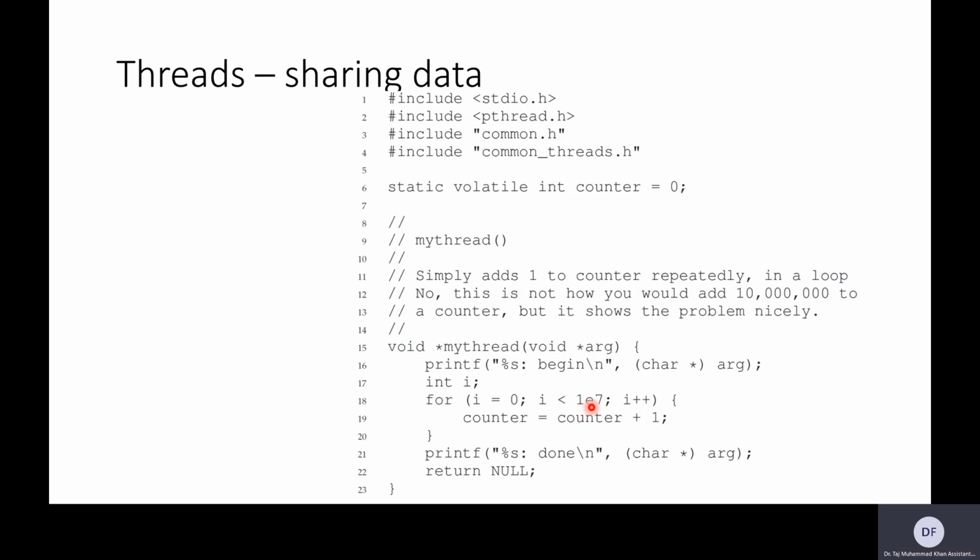like 10 million times. So 10 million times this loop will run, and in each iteration they will increment the value of the counter by 1. Multiple threads would be doing this operation in parallel, accessing the counter and trying to increment its value 10 million times in parallel. So this was our thread function. You can see that it only prints the begin and end message, and within these two prints, it is running this loop 10 million times and incrementing the value of counter.